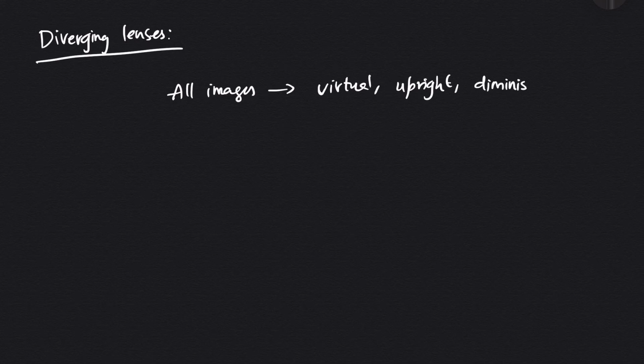So next, let's talk about diverging lenses. For diverging lenses, all images are virtual, are generally upright, and always diminished. In whatever the case is, they are always diminished. So let's take the example of a diverging lens, and let's see how to draw the ray diagram or the lens diagram for a diverging lens.